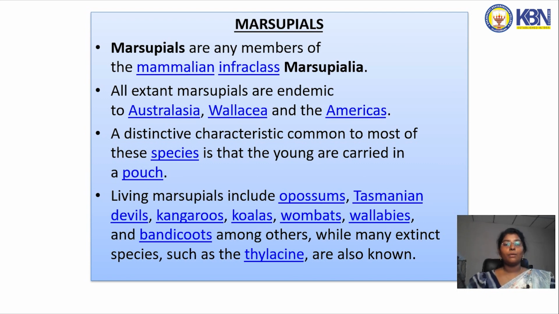What are marsupials? Marsupials are any members of the mammal infraclass Marsupialia. All extant marsupials are endemic to Australasia, Wallacea and the Americas. A distinctive characteristic common to most of these species is that the young are carried in a pouch. Living marsupials include opossums, Tasmanian devils, kangaroos, koalas, wombats, wallabies and bandicoots, among others, while many extinct species such as the thylacine are also known. And these are the examples for marsupials.